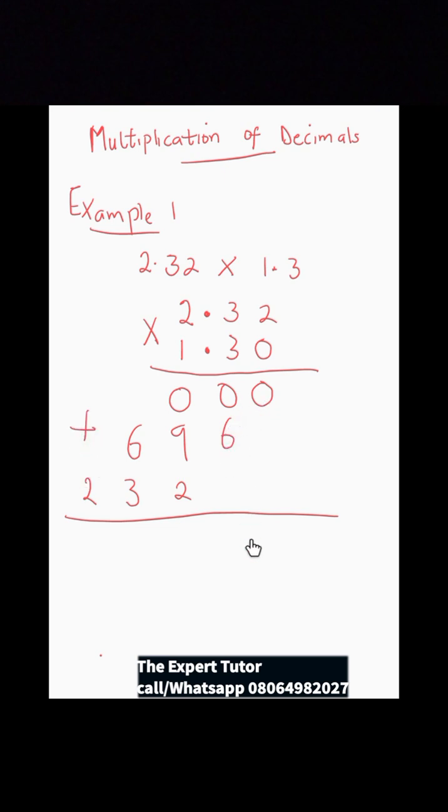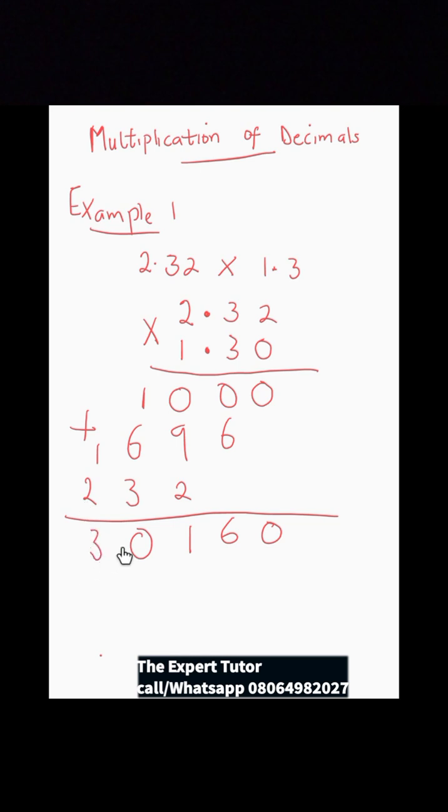0 plus everything here gives me 0. 0 plus 6 gives me 6. 9 plus 2 gives me 11. So I'll write 1 and take 1 up here. So 1 plus 6 is 7. 7 plus 3 is 10. I'm going to write 0 and take 1 up here. 1 plus 2 gives me 3.